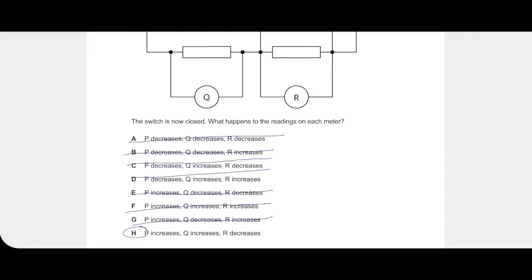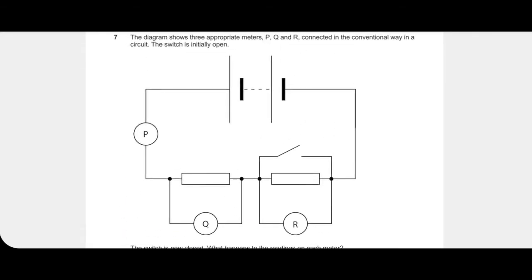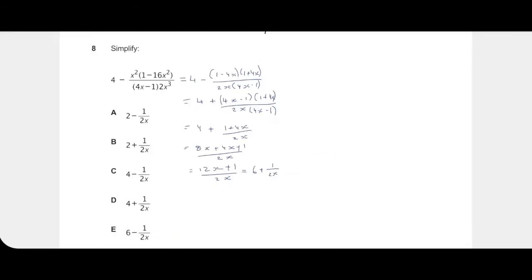And therefore, the answer to this question is H, and that is question number 7 completed. Question number 8. Simplify (4 minus x squared)(1 minus 16x squared) over 4(4x minus 1)2x cubed.